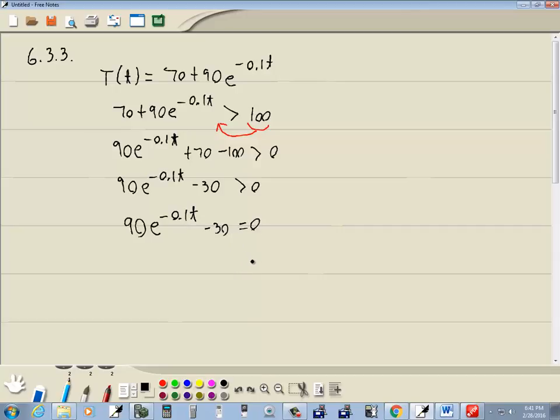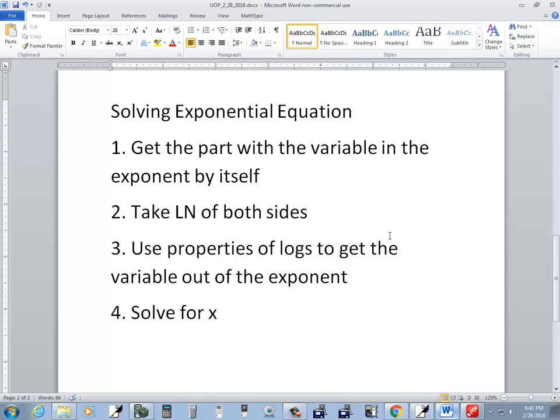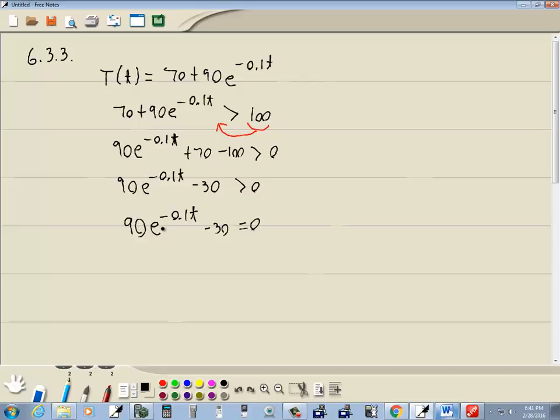Now I want to solve for t. I believe I have these steps from an earlier session. Step 1, get the part with the variable and the exponent by itself. So I'm going to take this negative 30 and move it to the right side. So I got 90 e to the negative 0.1 t is equal to 30. Still not quite by itself. There's a 90 in front of it, so I divide both sides by 90. Then we get e to the negative 0.1 t is equal to 30 over 90, which reduces to 1/3.